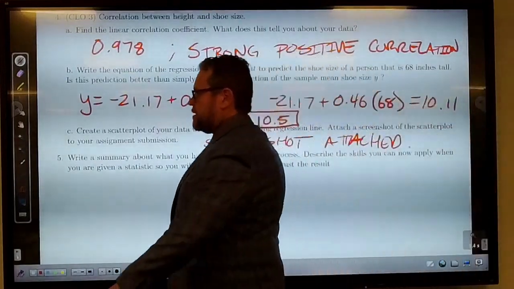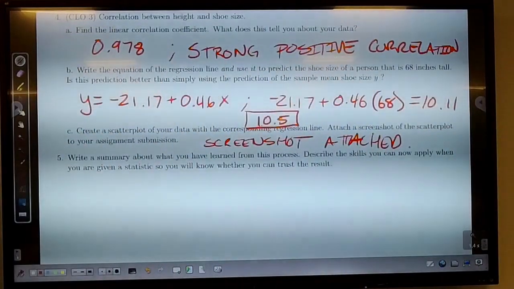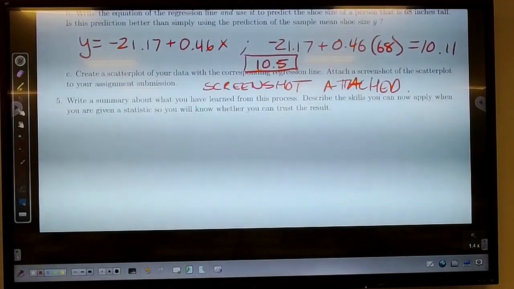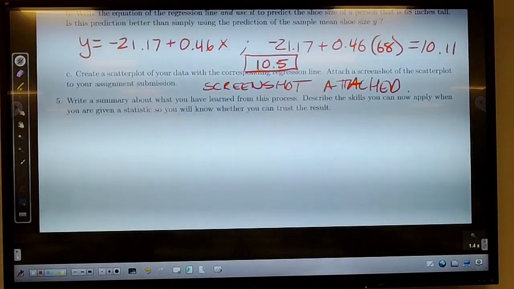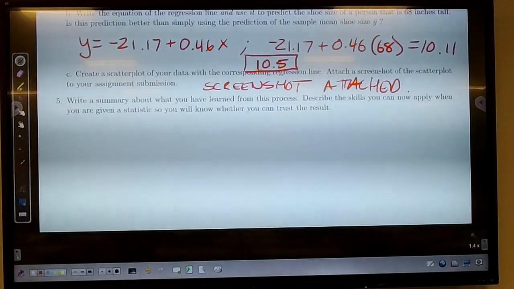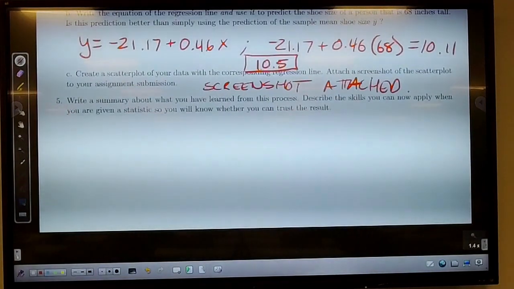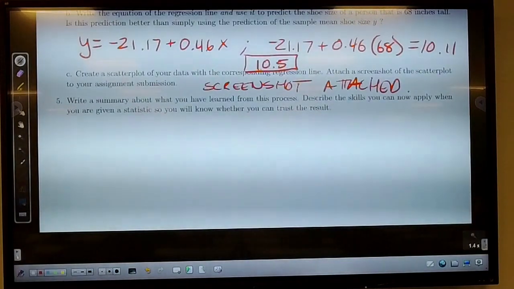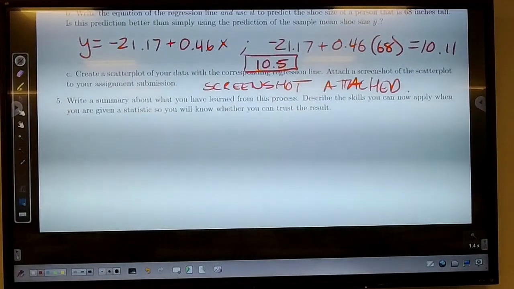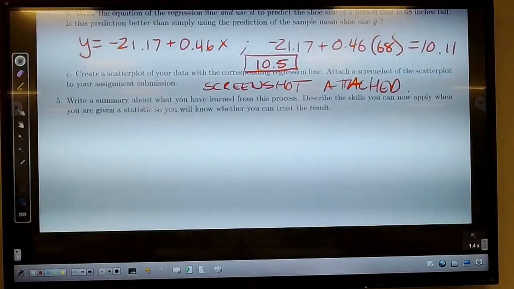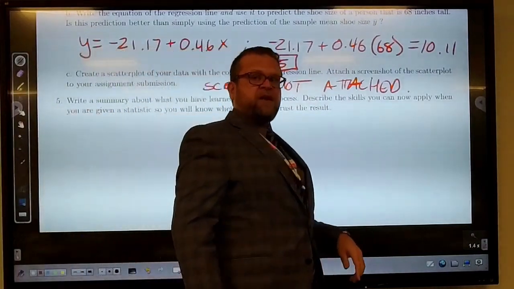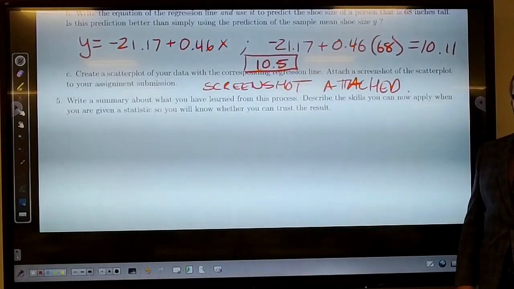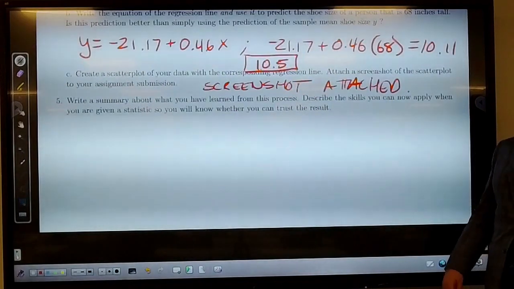Write a summary about what you have learned from this process and describe the skills that you can now apply because you have taken this course. I would like to hear something about a p-value and regression. That now, when I am reading a document and they say this medicine is effective and we claim this medicine is effective and our p-value was 0.002, you now can know how to interpret that.